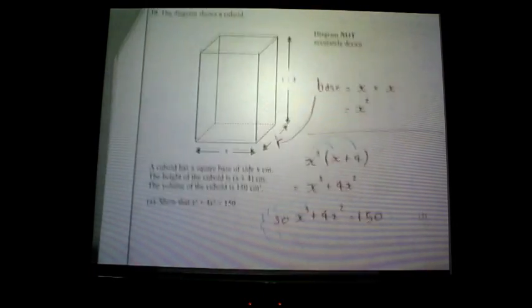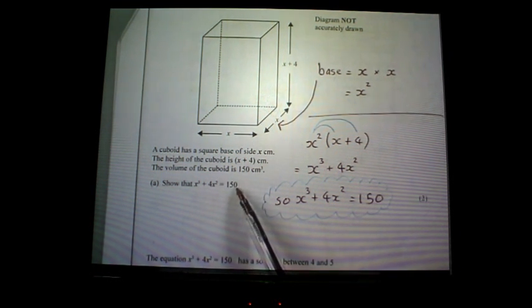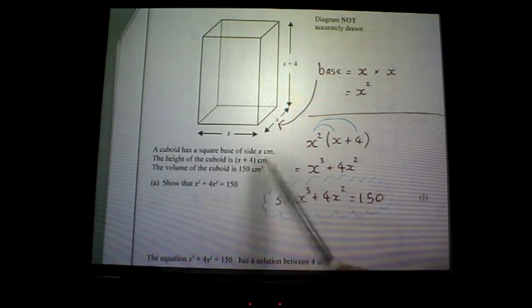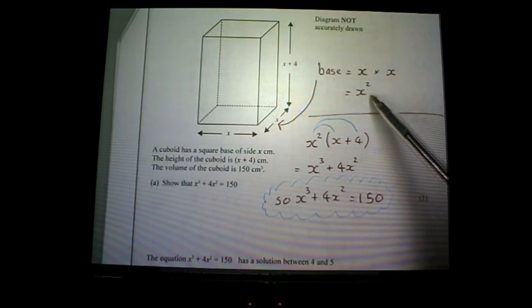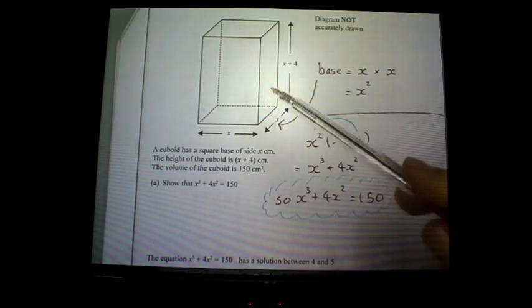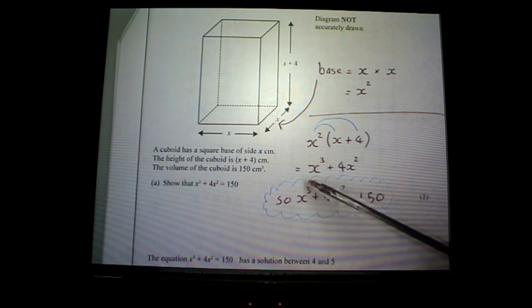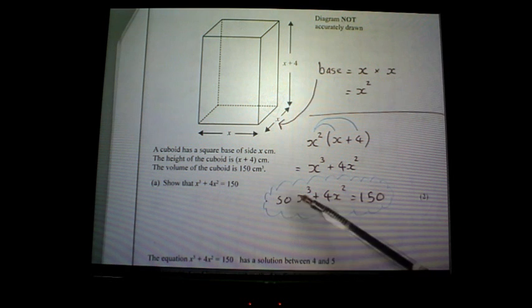Question number 10. Diagram shows a box, a little bit of proving here. Show that x cubed add 4x squared is 150. Right, we've got to find out where this comes from, because the volume of the cuboid is 150. What you do, work out the volume of the base, so x times x is x squared, like I've done there. And to find the volume, you do the cross section of the base multiplied by the height. So that's why I've done x squared times x add 4, and you multiply that out, you get x cubed, add 4x squared. So x cubed add 4x squared is 150. That's where that comes from.